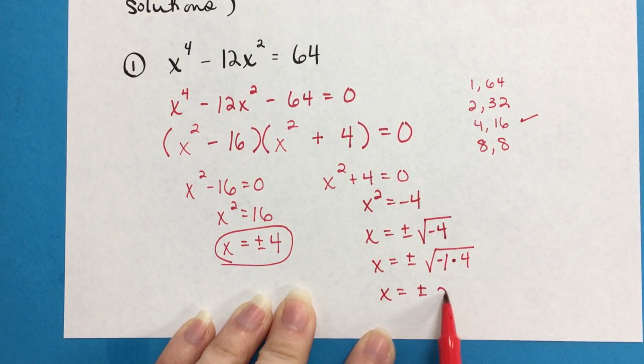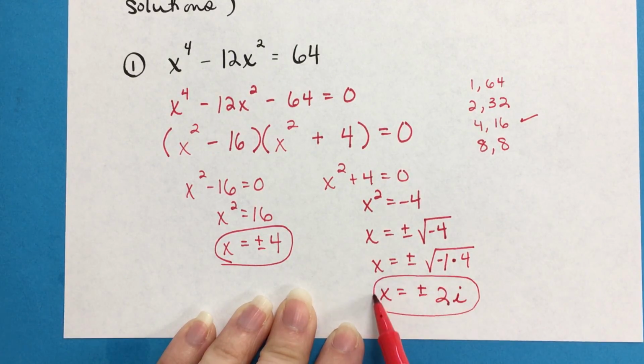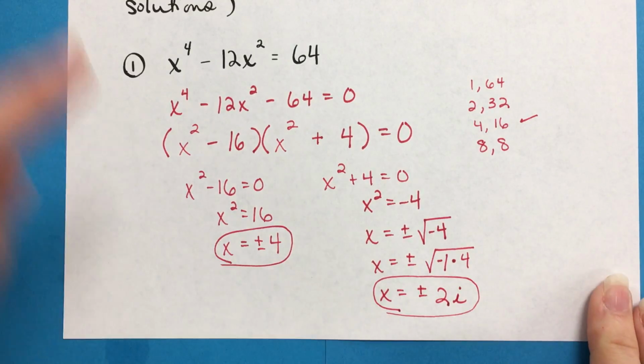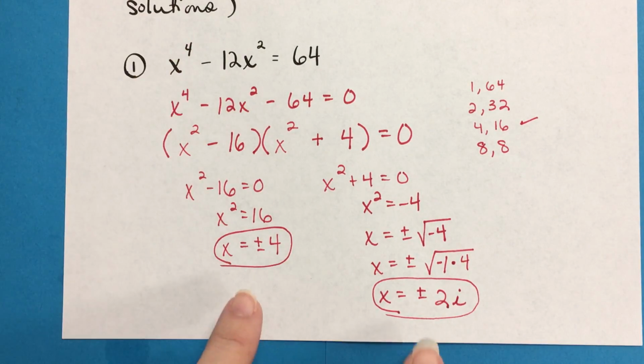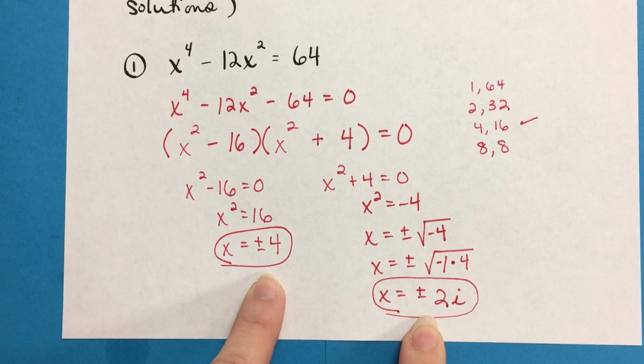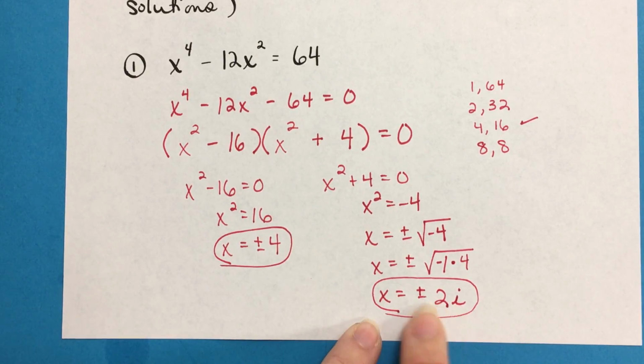So the square root of 4 gives me 2, and if you remember, the square root of negative 1 will give me i. Now, the largest exponent that you had for this problem is the fourth power. If you notice, I've got 4 answers: positive 4, negative 4, positive 2i, and negative 2i. So whatever your largest exponent is, that will actually tell you how many answers you're going to have.